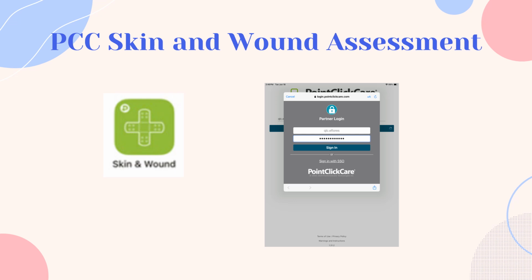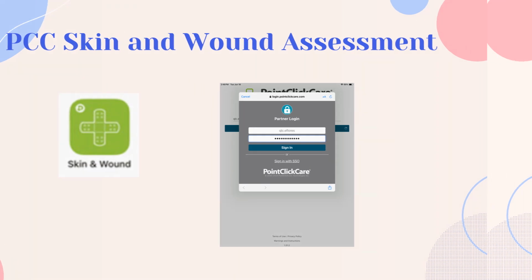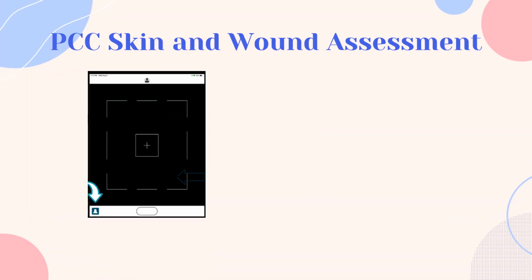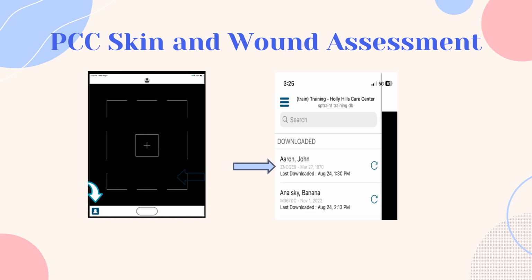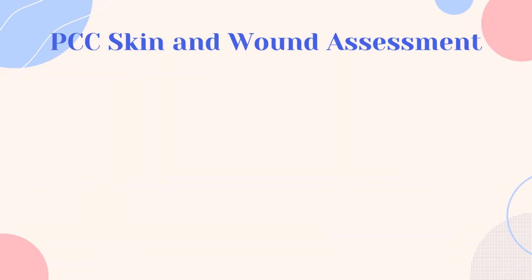First, log into the PCC Skin and Wound app using your Point-Click Care username and password. Tap on the person icon in the lower left side of the screen to see a list of the residents. Tap on the resident's name that you are about to assess. For new wounds, please verify the wound has not already been entered before opening a new wound.